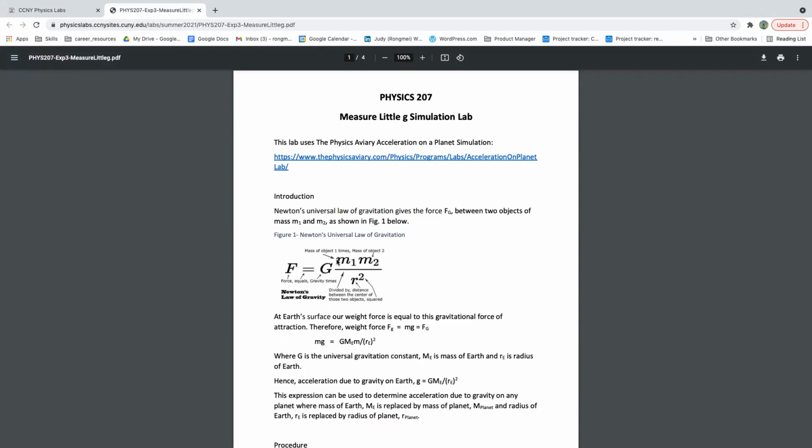F equal to G m1 m2 over r squared, where this measures the gravity force between two objects. Let's say one is the Moon, one is the Earth.